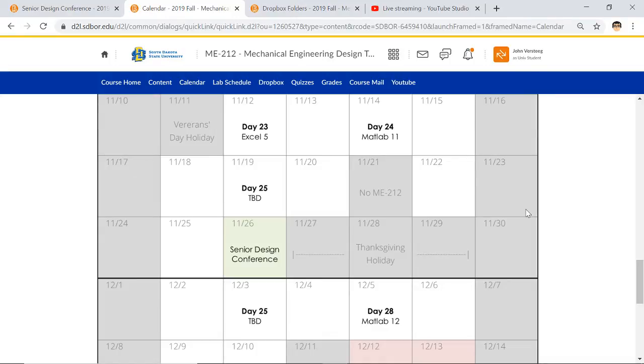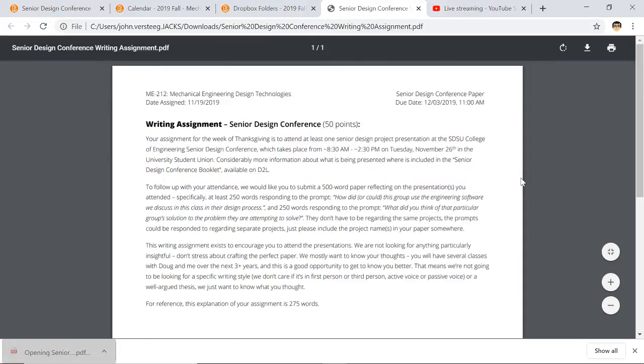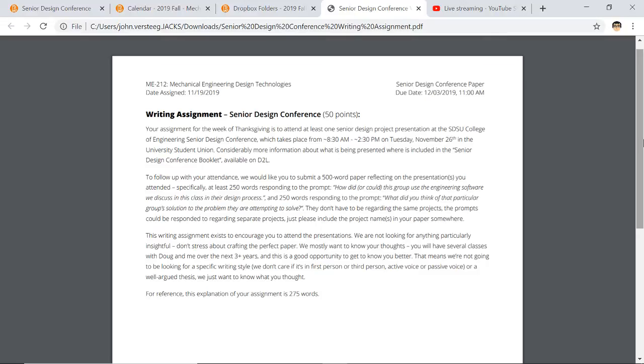Next Tuesday, instead of class, you are being assigned to go to the Senior Design Conference at the Student Union. We will have a homework assignment in that, and that homework assignment looks like this. You are going to be expected to attend one of the presentations and write a 500-word essay. In that essay, you'll be responding to 2 prompts.